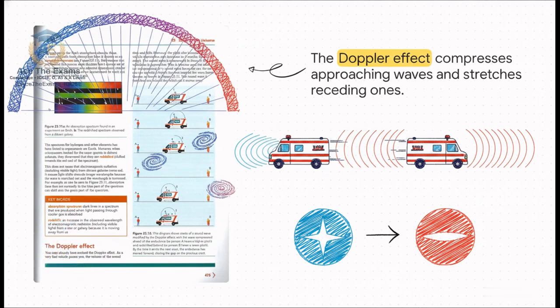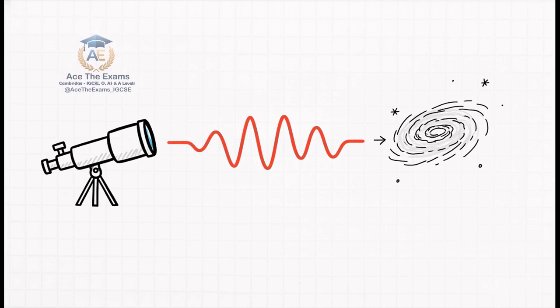This is the Doppler effect. If an exam asks you to explain the Doppler effect using an example, use the ambulance, but be precise with your terms. Say the apparent change in wavelength or frequency, don't just say the sound changes. Now apply that exact same logic to light.